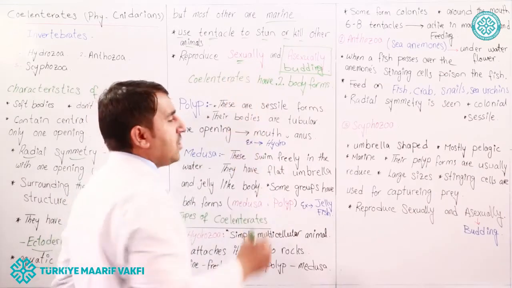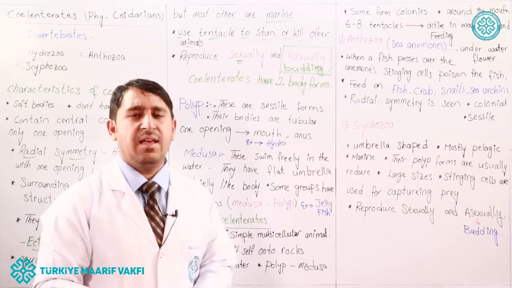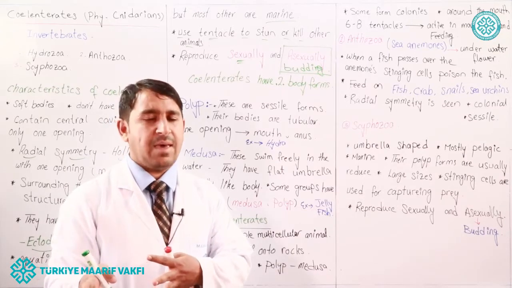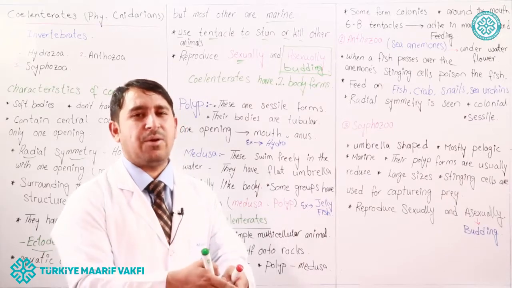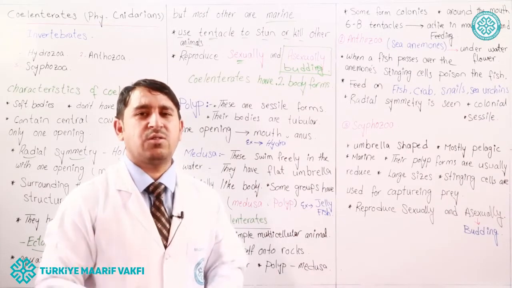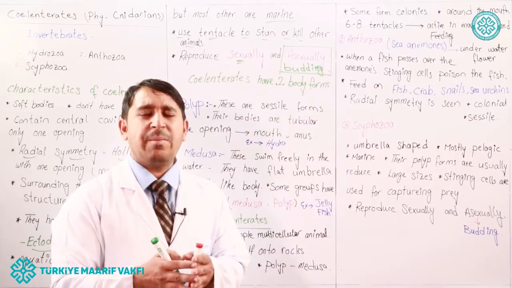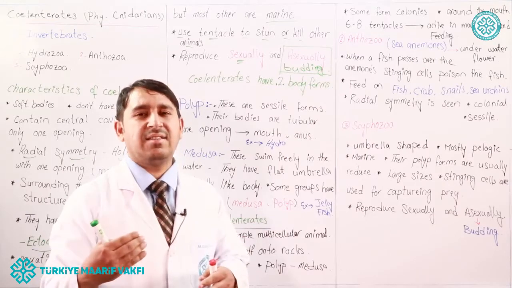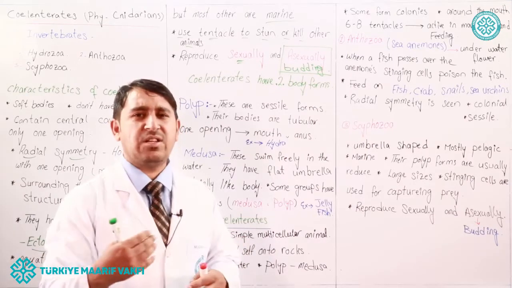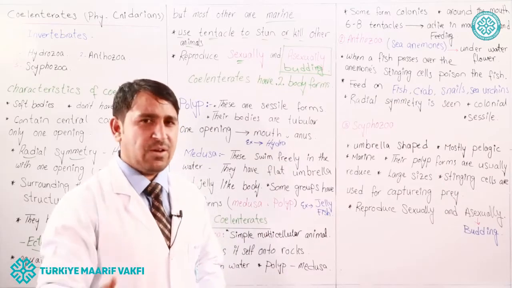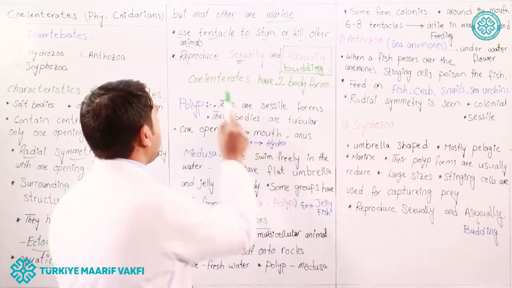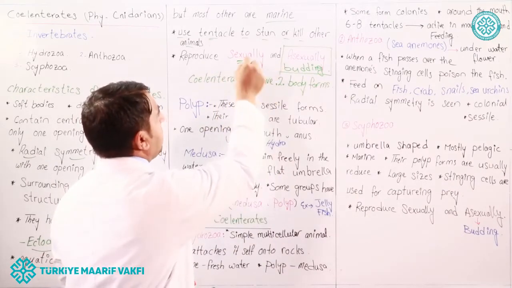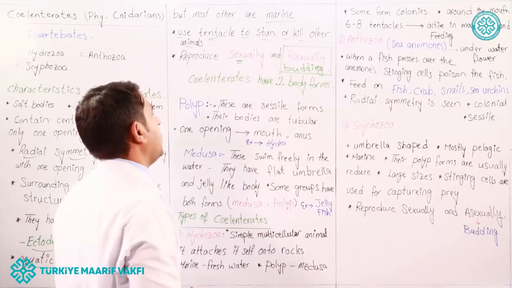And in sexual reproduction, there are two genders, male and female. Male and female produce different types of gametes or reproductive cells. The male reproductive cell is sperm and the female reproductive cell is ovum. Sperm and ovum combine with each other, and this process is called fertilization. After fertilization, we get a new living organism. So this type of reproduction is sexual reproduction. So coelenterates have both sexual and asexual reproduction.